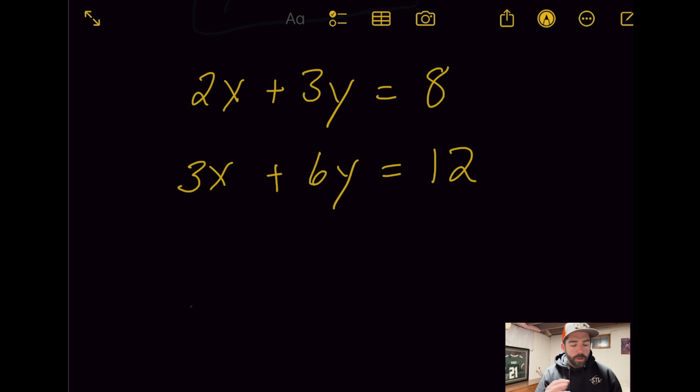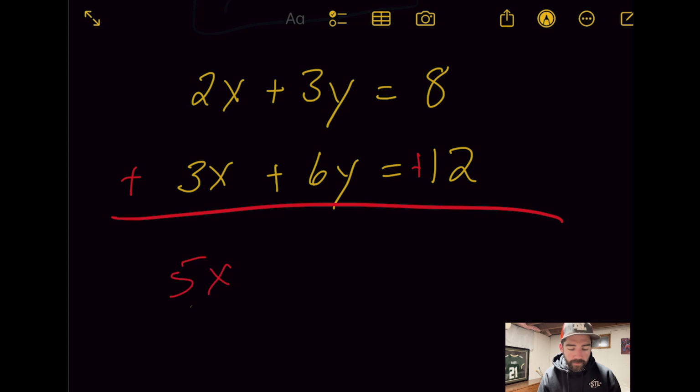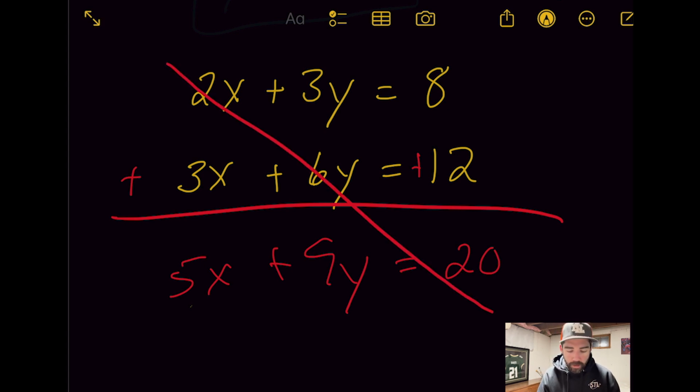Now, another, more challenging problem, I'll say. If we were to add these equations together, since we're trying to solve by elimination, would we actually eliminate any variable? If that's a plus and that's a plus, and we just add them together, this is 5x, this is 9y, and the right side is a plus 20. Well, that does nothing for us. This is no good. That is not how we solve this.